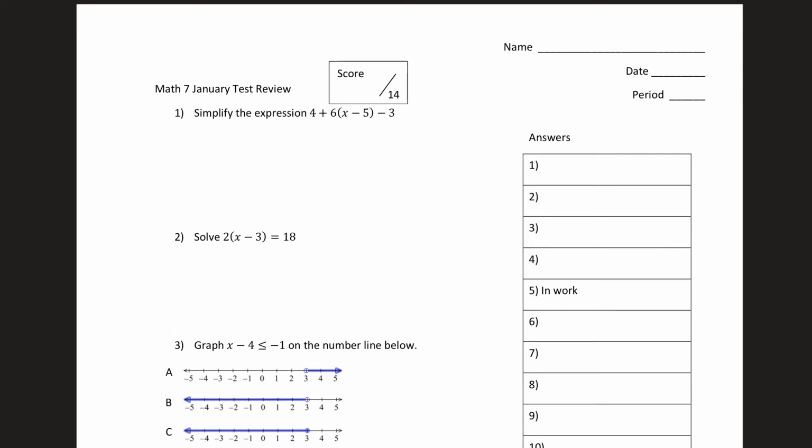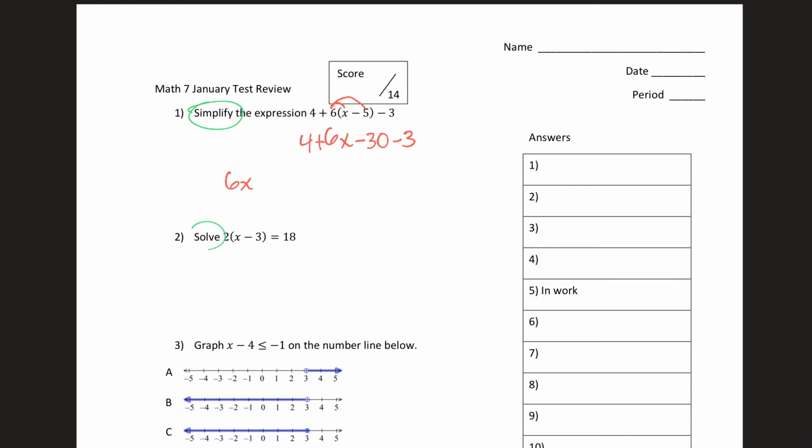First thing you have to do is distribute the 6 to each item in the parentheses. So that means 6 times x is 6x, and minus, 6 times 5 is 30. And then I have 4 plus and minus 3. Okay, well, the 6x, that's part of my answer right there. And I'm asked to simplify.